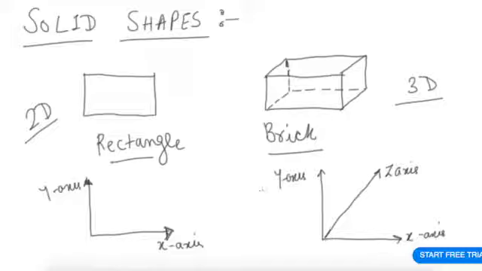Whereas the brick, which is a three-dimensional figure, will have three axes, which are the x-axis, y-axis and the z-axis. And that's the reason why it's a three-dimensional figure, which we are able to feel as three dimensions.